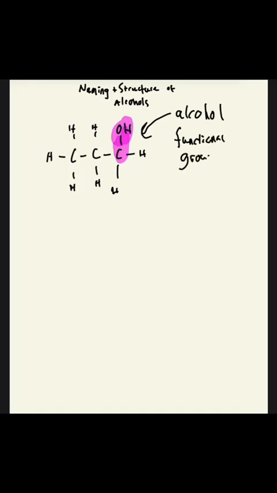So as far as naming goes, remember that when we name these more complex organic molecules, we always go back to how we name alkanes. So remember the prefix for 3 carbons in the carbon chain is prop. So we have prop, and then the functional group or the suffix for alcohols is ol. So this one is propanol.